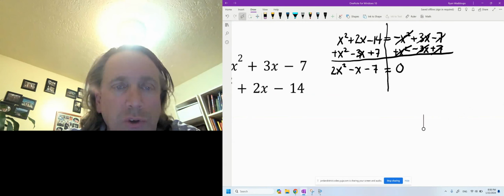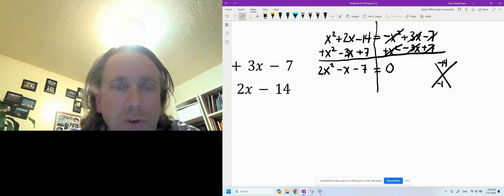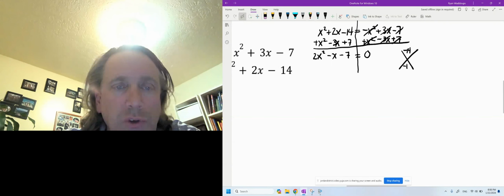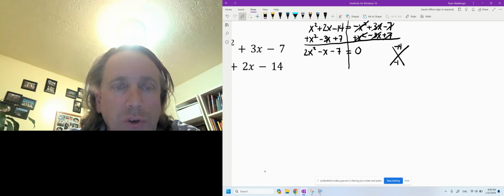And I could try to factor this. Just real quick, if I put 2 times -7, that'd be -14, and then the b value is -1. So I'm looking for two numbers that multiply to -14 that add to -1. And if you can't think of what those numbers are, you can also use a different kind of graphic organizer, where I put -14 here and -1 here, and make a T-chart so I can keep track. This is the multiply side, this is the add side.